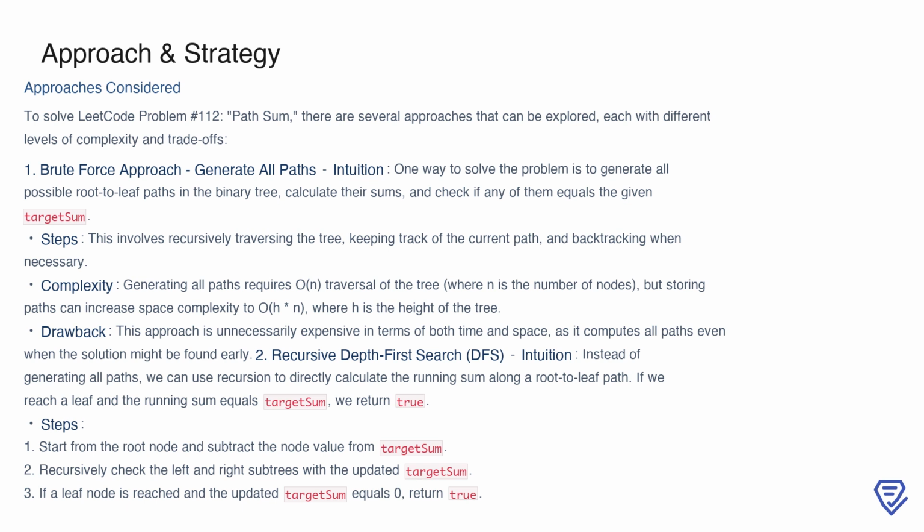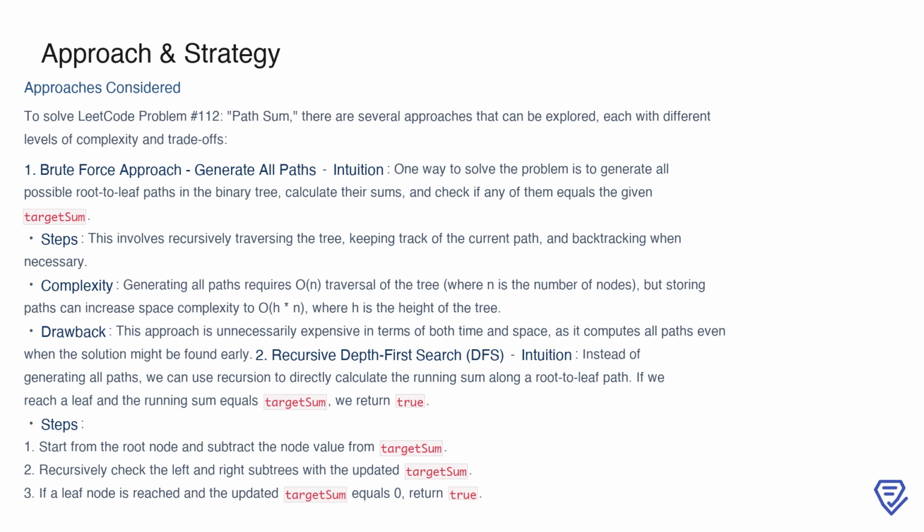While this method ensures that no potential solution is missed, it is computationally expensive. The time complexity is O(n) for the traversal, but since we store all paths, the space complexity can grow to O(h*n), where h is the height of the tree. Additionally, this approach is inefficient because it computes all paths unnecessarily, even when we might find a valid solution early on. A more refined option is the recursive depth-first search, or DFS.